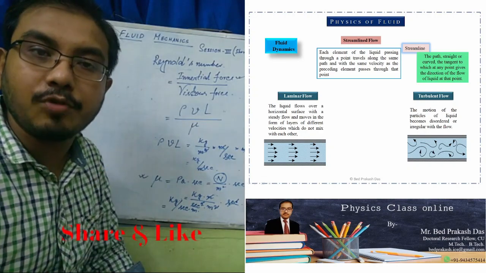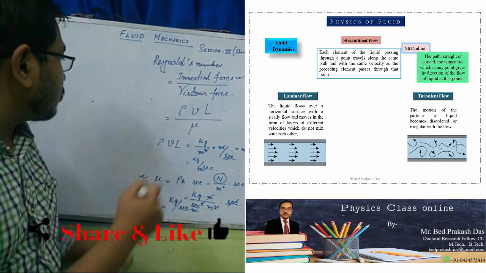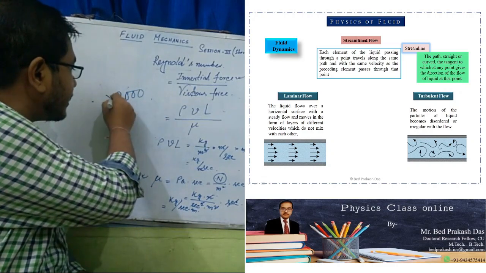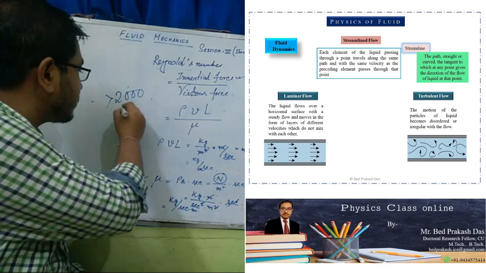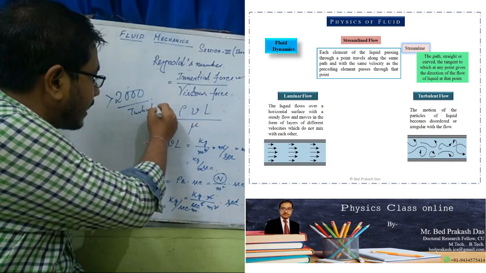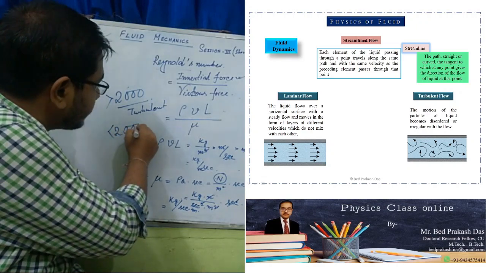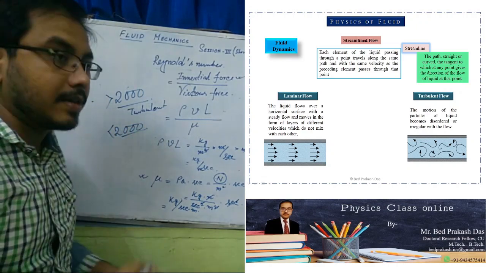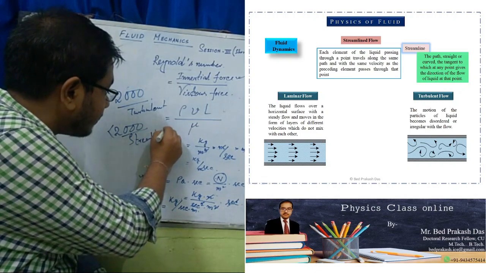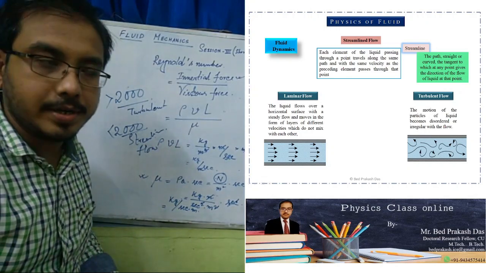Now to understand the fluid characteristics, the Reynolds number is very important. If a fluid has a Reynolds number greater than 2000, then the fluid is considered to be turbulent in nature, and if the fluid has a Reynolds number less than 2000, then the fluid is called streamline or laminar flow.